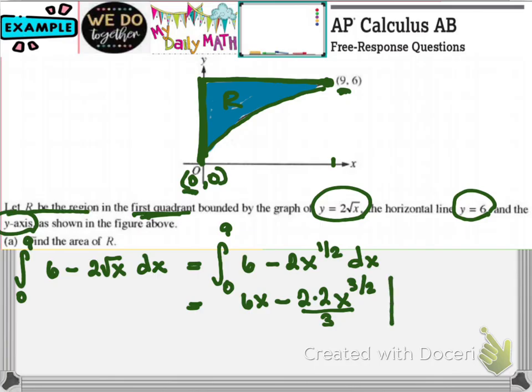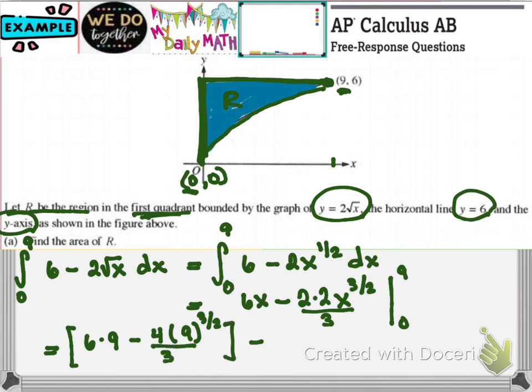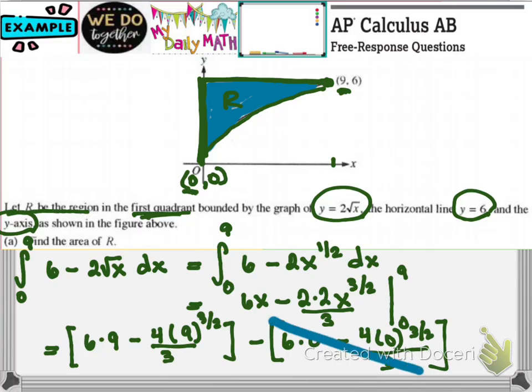And then we write down 0 to 9. Now we do upper boundary minus lower boundary. So for my upper boundary, I'll substitute the 9 for all the x's I see: 6 times 9 minus 4 times 9 to the 3/2 over 3. But my bottom substitution is just going to be 0: 6 times 0 minus 4 times 0 to the 3/2 over 3. So the second group is actually 0.